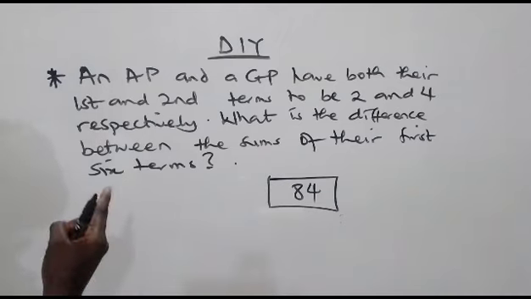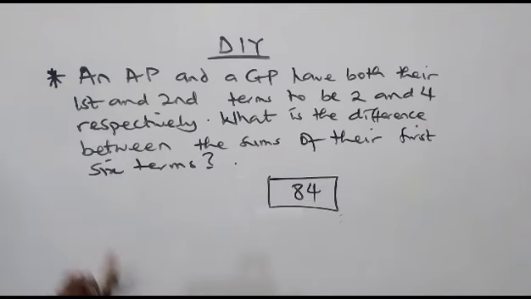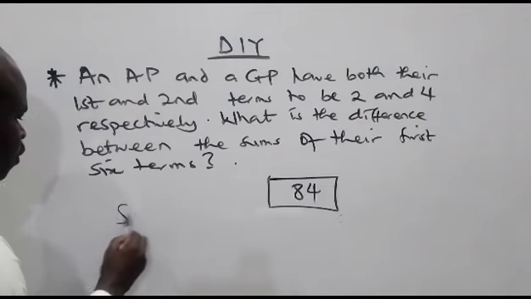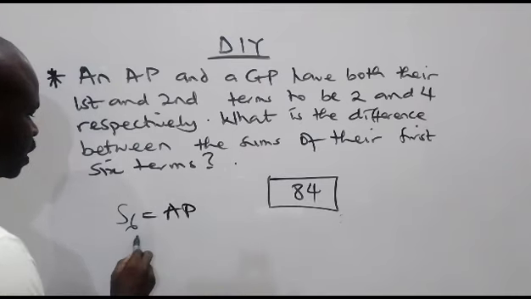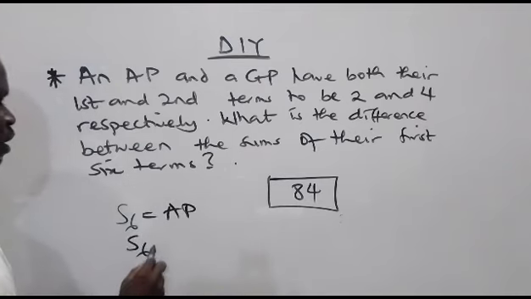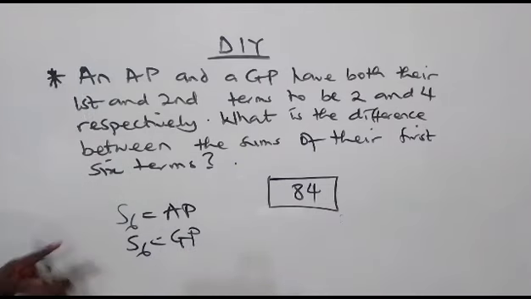So the question now says, what is the difference between the sums of their first six terms? That is, we find the sum of the first 6 terms for that AP. We also find the sum of the first 6 terms of the geometric progression. You now find the difference. That is, you subtract one from the other. And if you do that correctly, you are going to get 84 as your answer.